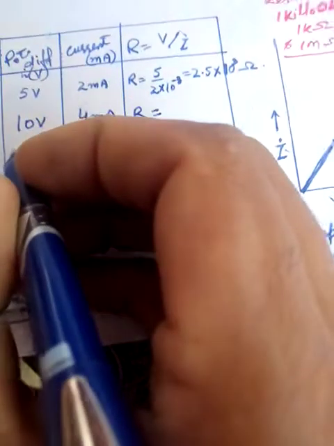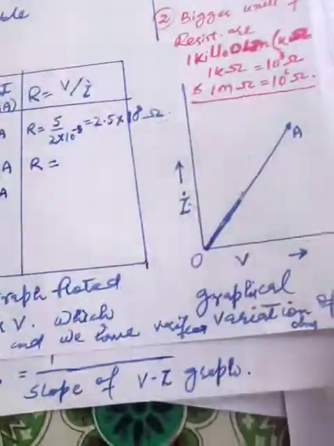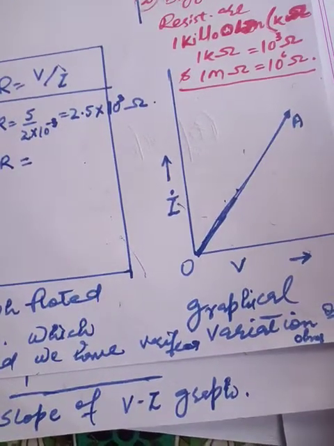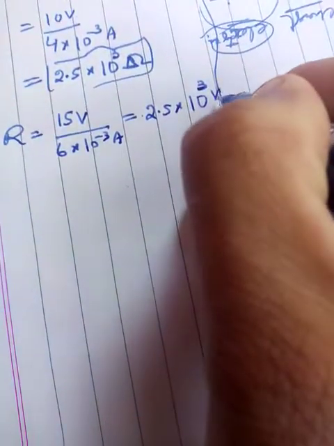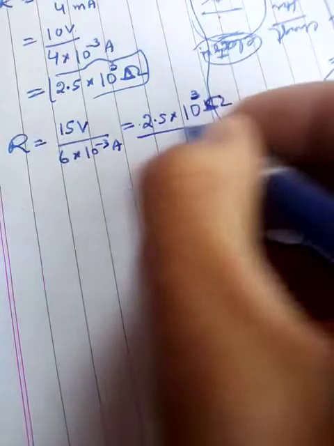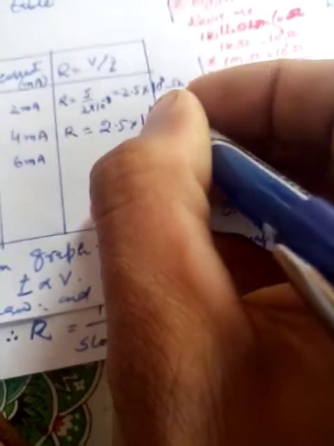Now similarly, in the third case, suppose our voltmeter reading is 15 volt and the current flowing through the conductor is 6 milliampere, and again we are calculating the value of R. Now instead of 10 it is 15 volt divided by 6 into 10 raised to the power minus 3 ampere. Then 15 divided by 6 is again equal to 2.5 into 10 raised to the power minus 3, which becomes 10 raised to the power positive 3 volt by ampere, known as ohm. So again the resistance of the conductor is 2.5 into 10 raised to the power 3 ohm.